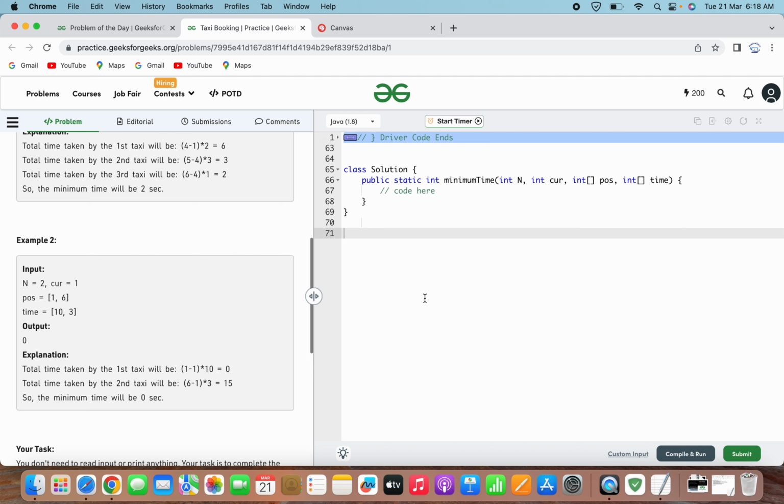So the problem here asks us to find the minimum time required to board a taxi from the passenger's current position. To solve this problem, we need to iterate over all the taxis and calculate the time taken by each taxi to reach the current position. We can then take the minimum of all the times calculated to get the minimum time required to board a taxi. That's it. We have to do only this much in this problem.